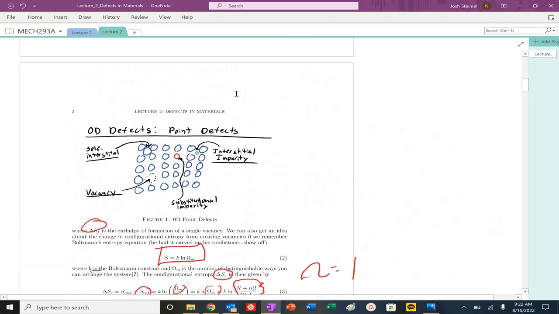So what are some other 0D defects? I can have a vacancy. I could also have a self-interstitial. An interstitial site is in these places where there shouldn't be atoms.